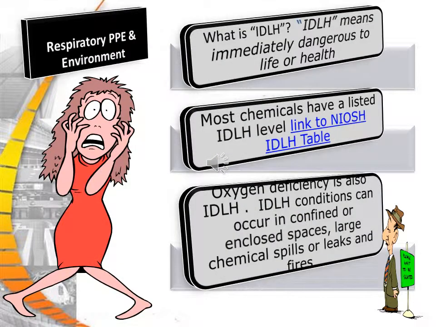What is IDLH? IDLH means immediately dangerous to life or health. Most chemicals have a listed IDLH level, which is linked to the NIOSH IDLH table. Oxygen deficiency is also IDLH. IDLH conditions can occur in confined or enclosed spaces, large chemical spills, leaks, or fires.